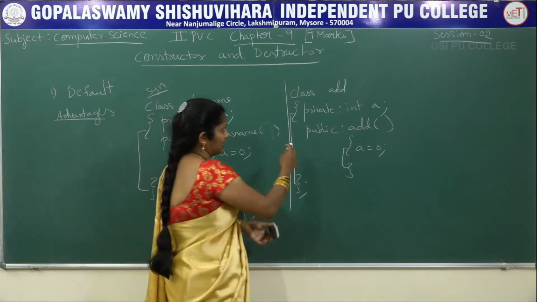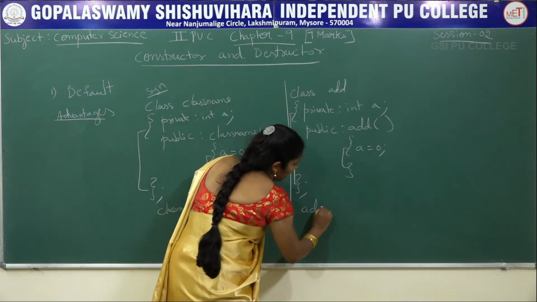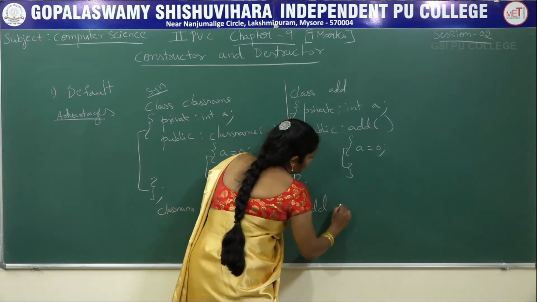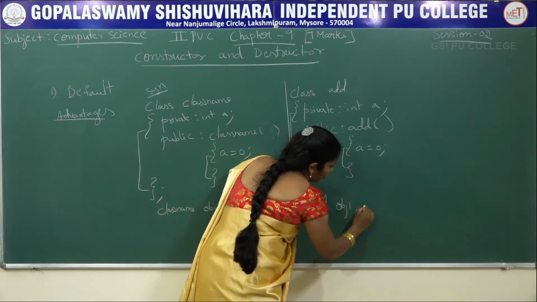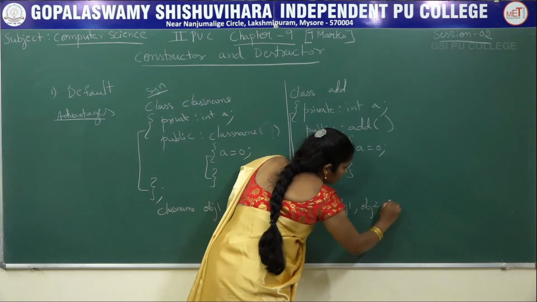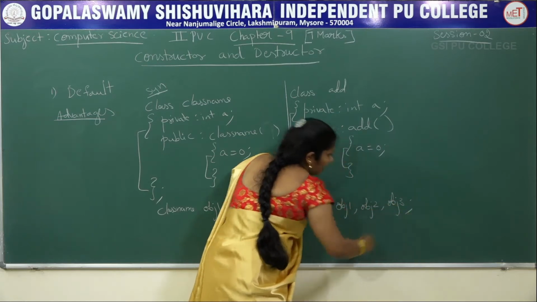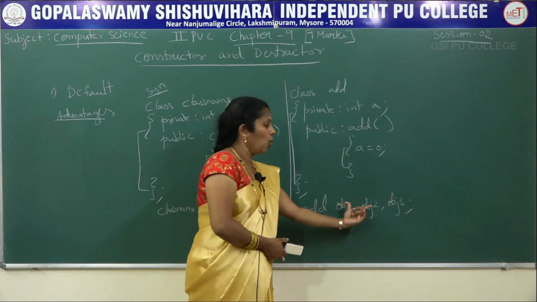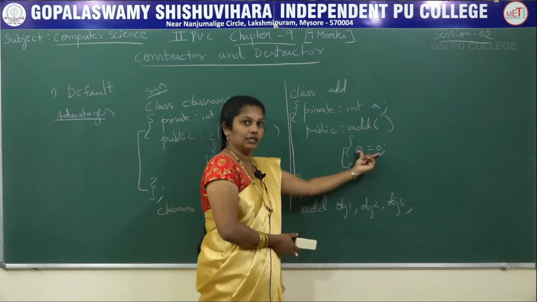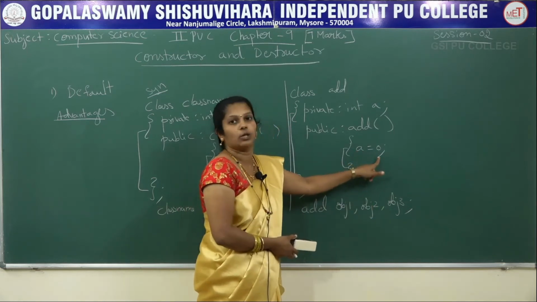For example, in the example concept also, for example, add, here I am creating object 1, comma object 2, comma object 3. In this case we have a total of 3 objects. All the 3 objects are initialized with the same set of values, that is a = 0.